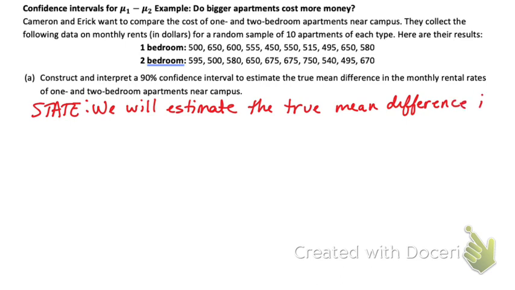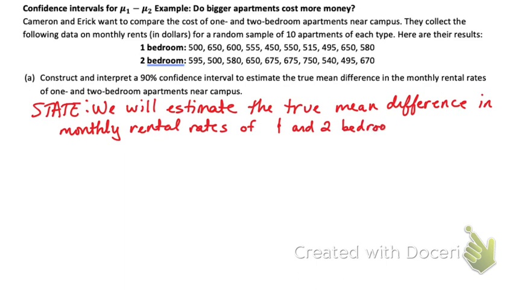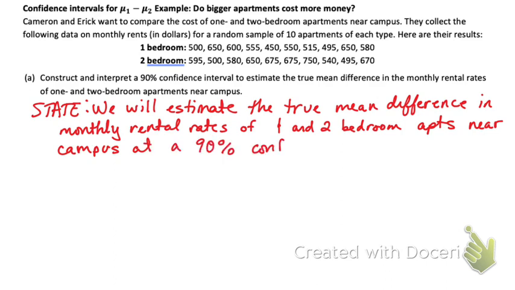in monthly rental rates of 1 and 2 bedroom apartments near campus, at a 90% confidence level.